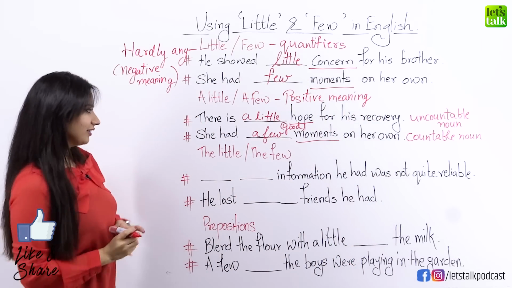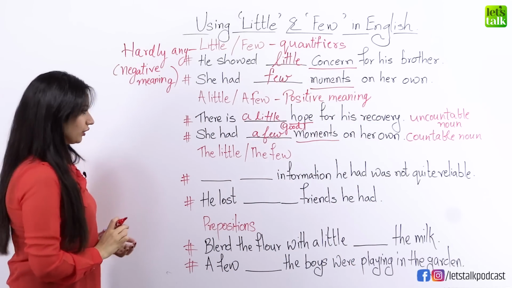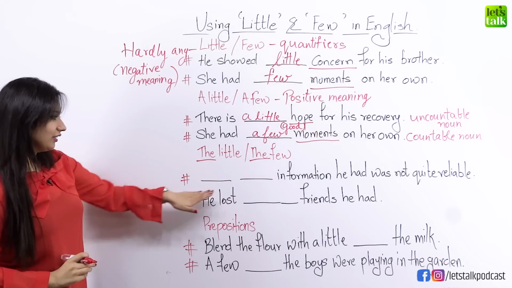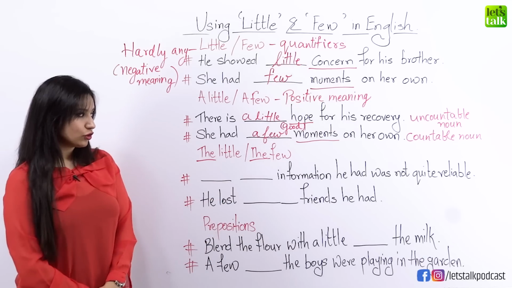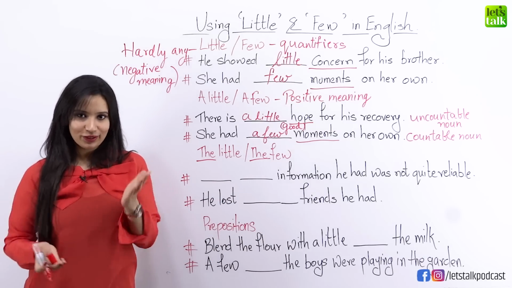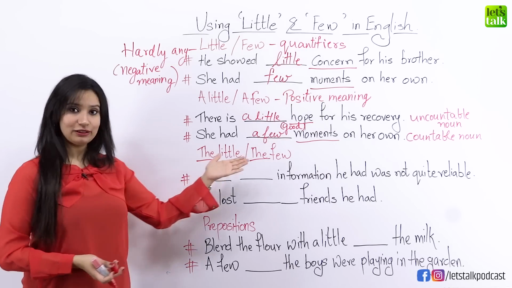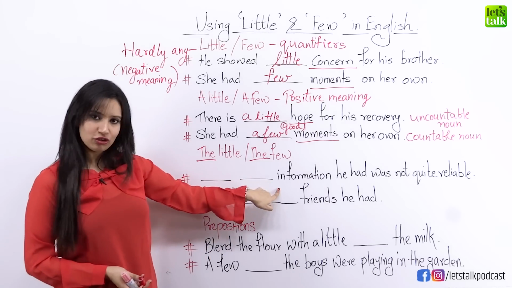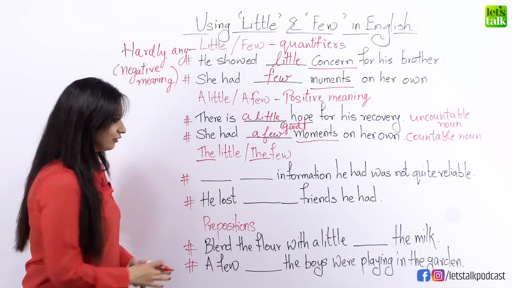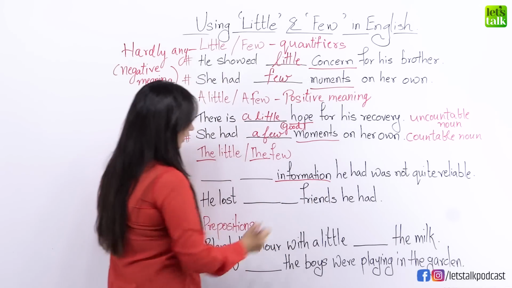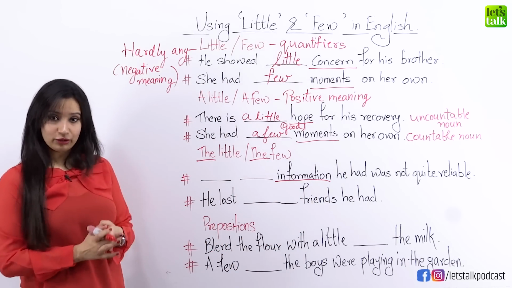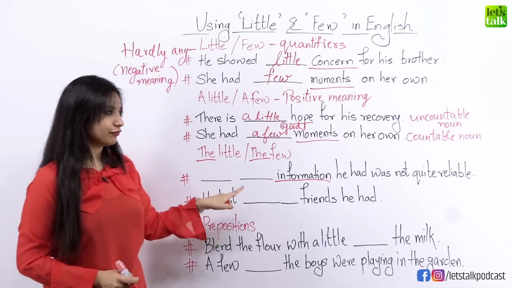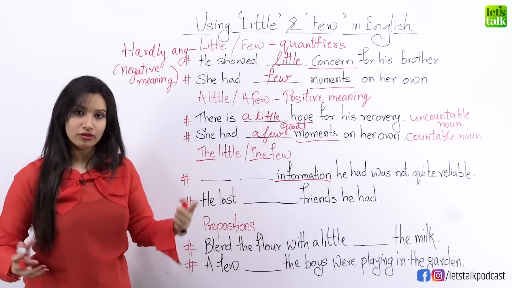Now we look at the next set of sentences that we have with the article "the little" or "the few." Dash information he had was not quite reliable. I'm sure you're an expert by now that where should you use little or few. So little is used with an uncountable noun. And is information uncountable or friends? Of course, information is uncountable. You cannot count information on your fingers and you cannot add an S to it. Therefore, we'll say, "The little information he had was not quite reliable."